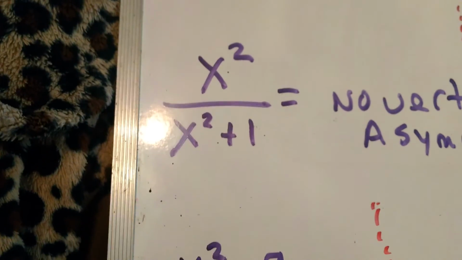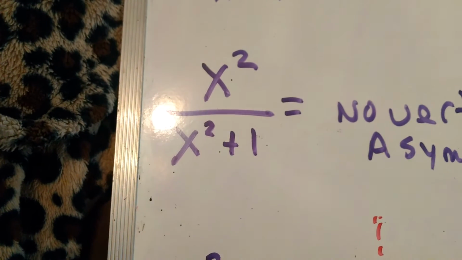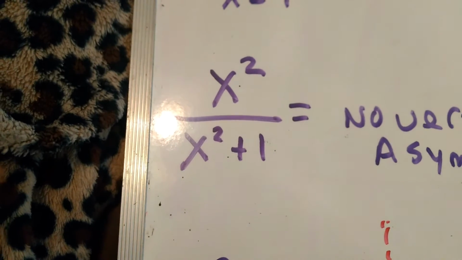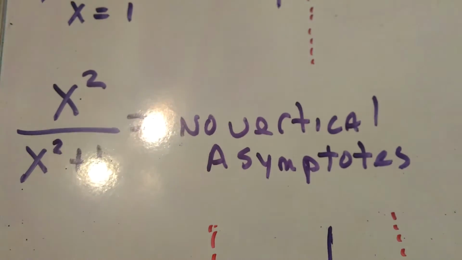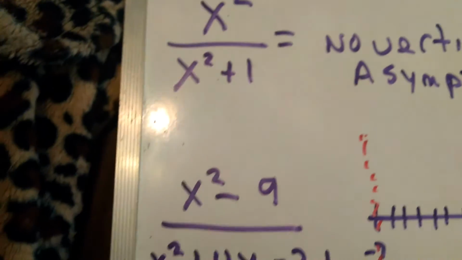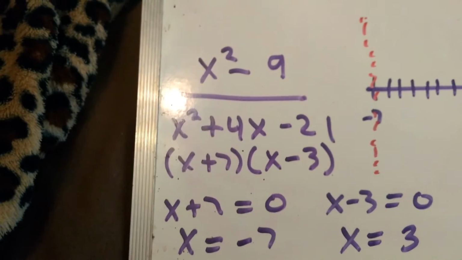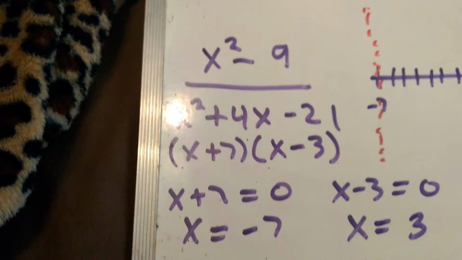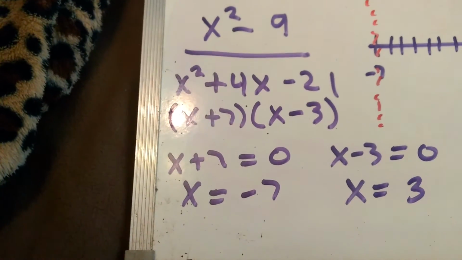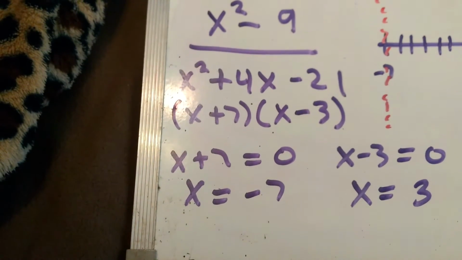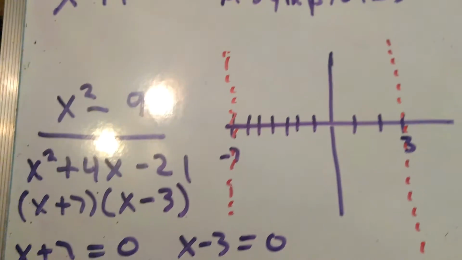Come down here, even though this is a rational expression, the x squared plus 1, there are no values that make the denominator 0, so there are no vertical asymptotes. Come down here, we have x squared plus 4x minus 21, which we have to factor first. We then set each factor equal to 0, and we can see that we have a vertical asymptote at x equals negative 7 and x equals 3.